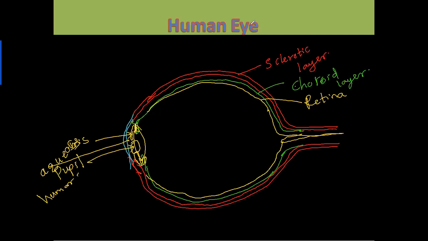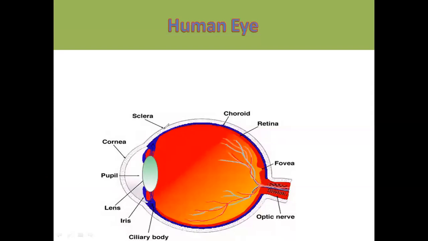Now we'll go to our labeled diagram. Okay, I will clear this diagram. Now look, first you can see the sclerotic layer. Now we will write the names. Sclerotic layer, the other name is sclera. This is the choroid layer. And this is the retina. Choroid means the blue color part. Retina is this red color part.